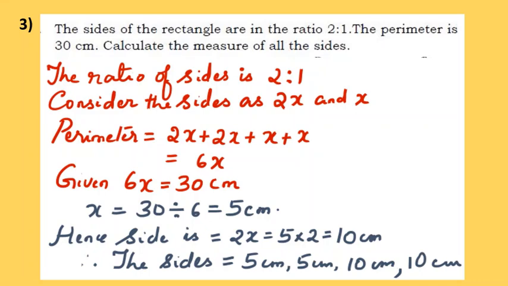So x is 5. But nobody asked us to find x. What we have to do is find each side. One side is x, another side is 2x. So one side is 5 centimeter, another side is 10 centimeter. Therefore, the sides are 5 centimeter, 5 centimeter, 10 centimeter and 10 centimeter. In this, breadth is 5, length is 10.